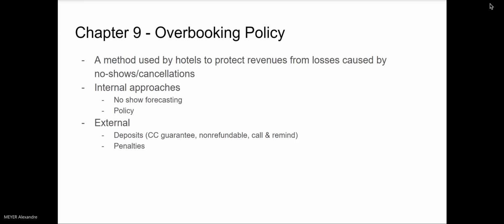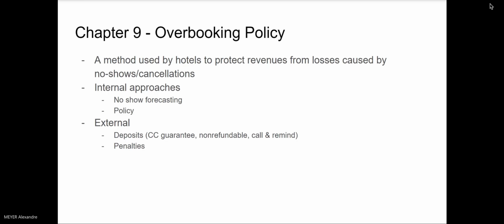So overbooking is a method that is used by hotels to protect revenues from losses caused by no-shows or cancellations. Obviously, very often you have people that don't show or that cancel, and that's a lost revenue opportunity. If you have a hotel that's fully booked and someone cancels, well, you've got a free room that no one's using, and that's potential revenue lost, right? So you need to also consider the cost times the probability, but we'll look at that a bit later on.